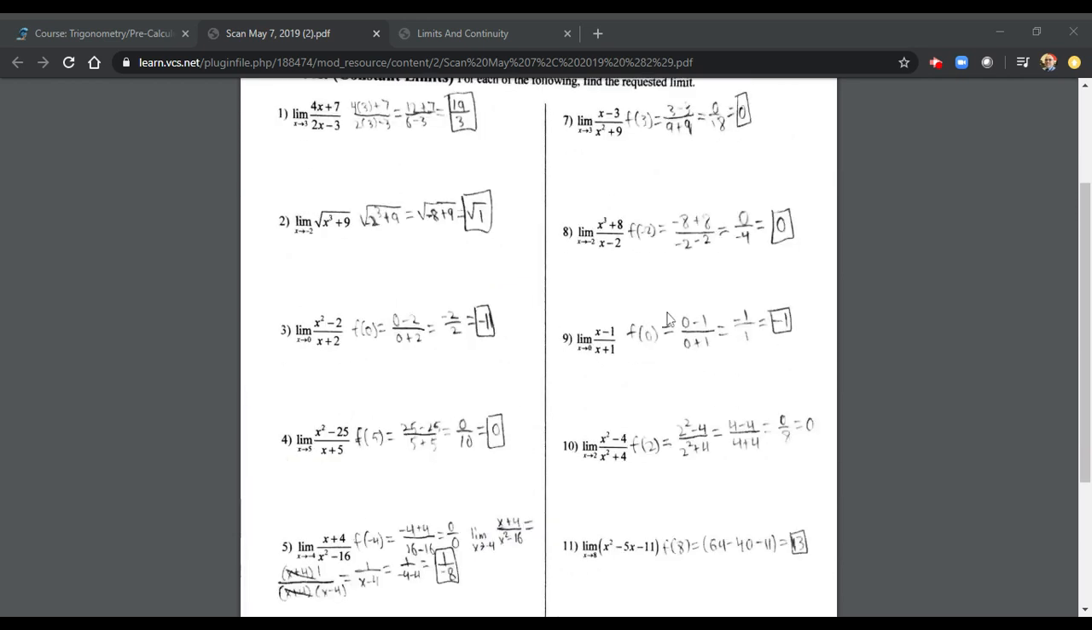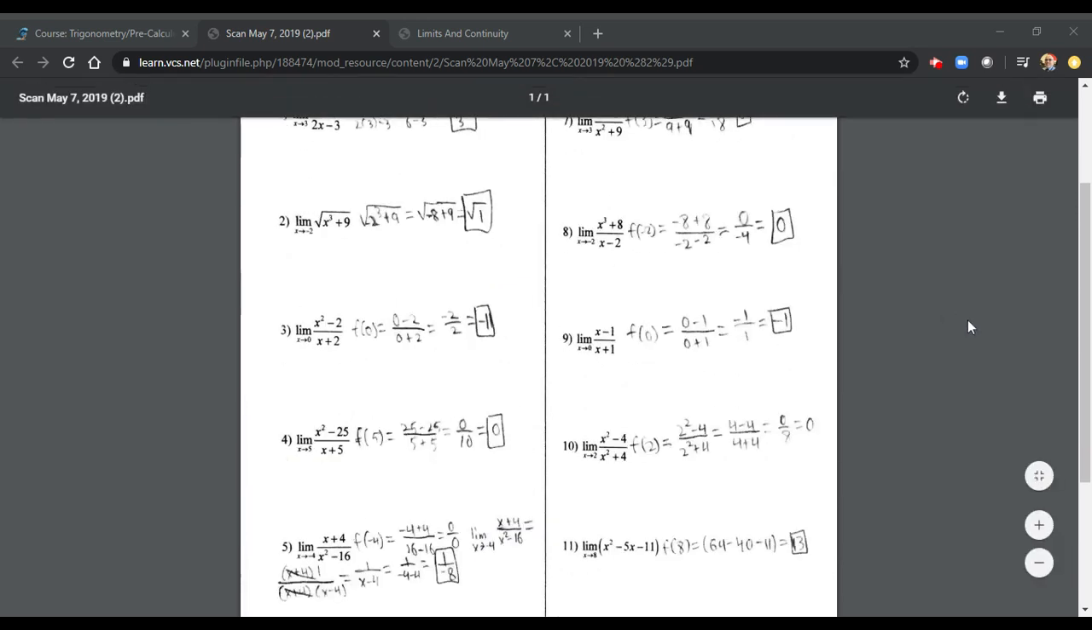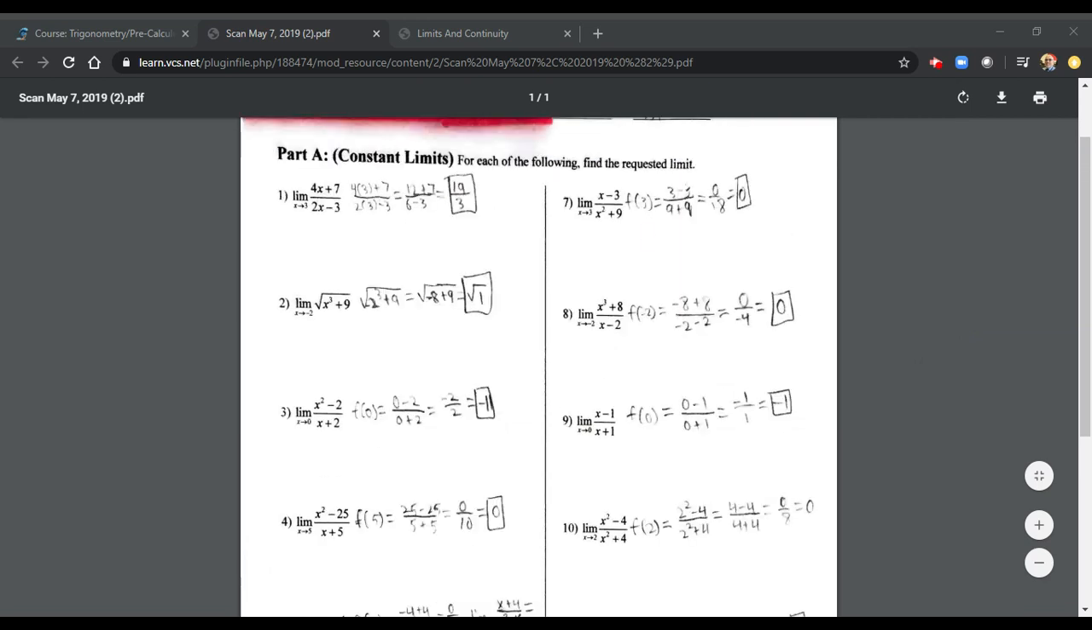All right, let's take a look at number 7. Limit as x approaches 3 of (x minus 3) over (x squared plus 9). F of 3 is 3 minus 3 over 9 plus 9. 0 over 18 is equal to 0.